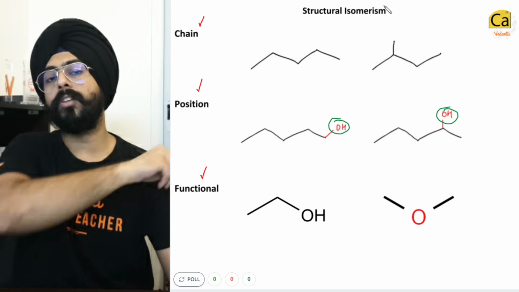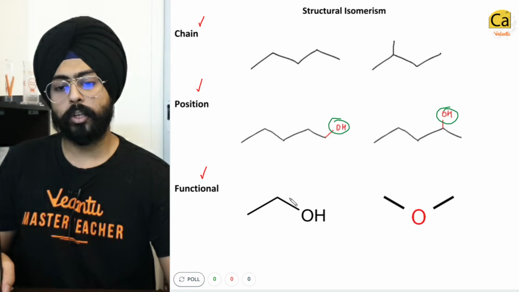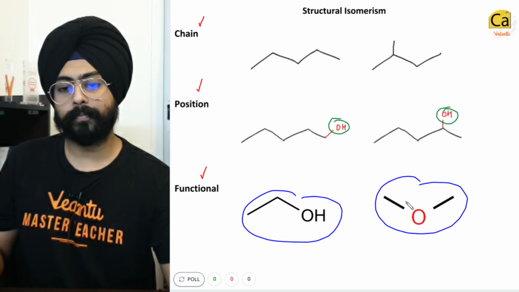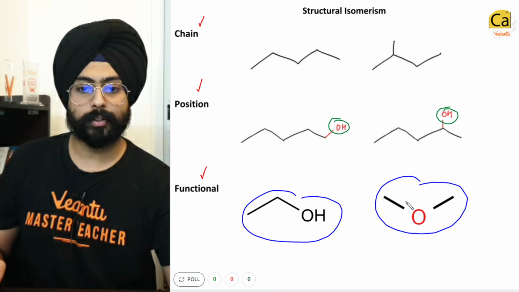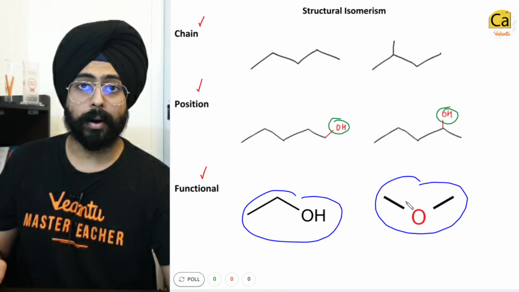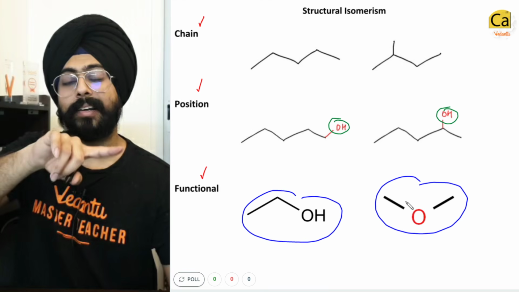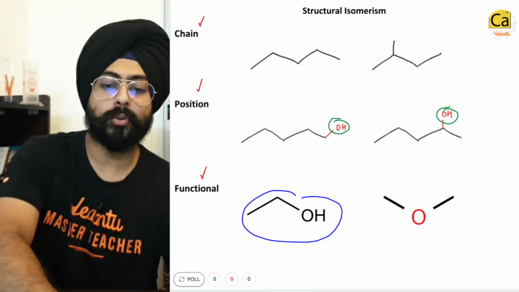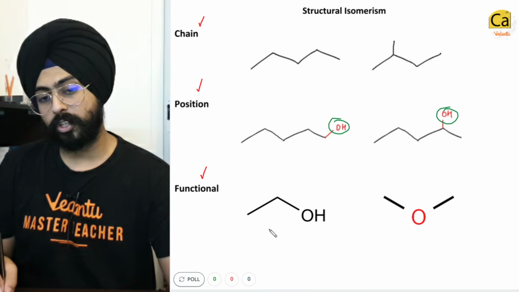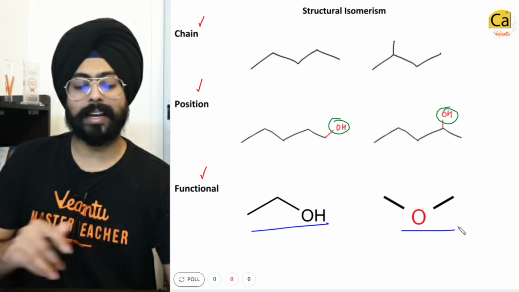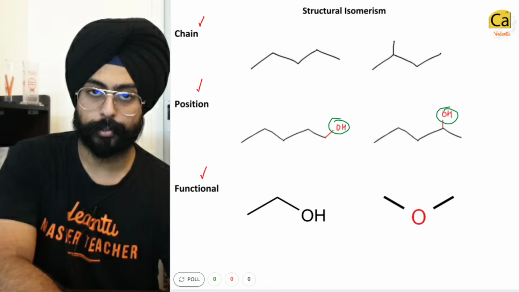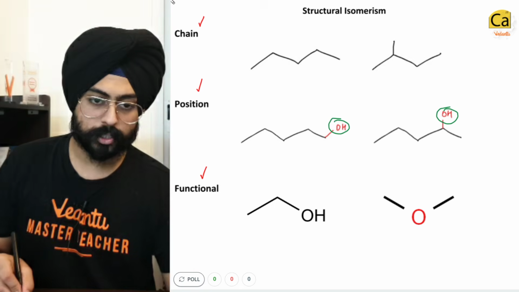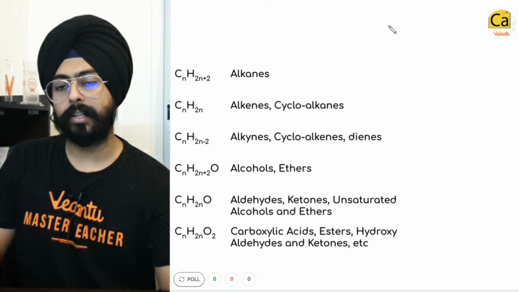Then you have functional isomerism. You have the same overall formula, C2H5OH, but both of them are totally different in their properties. Those two have different functional groups. The first one is an alcohol, ethanol. The second one is a dimethyl ether. Fine. Now for functional isomerism, there is an important table that I will give you over here.